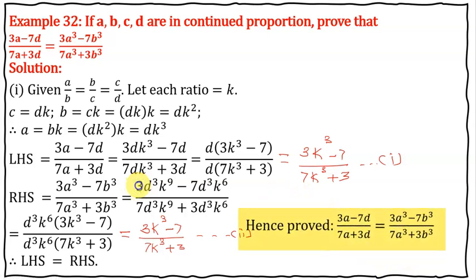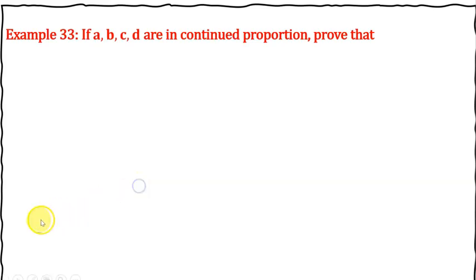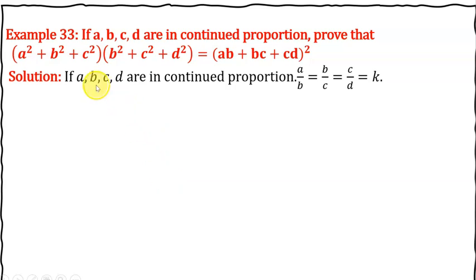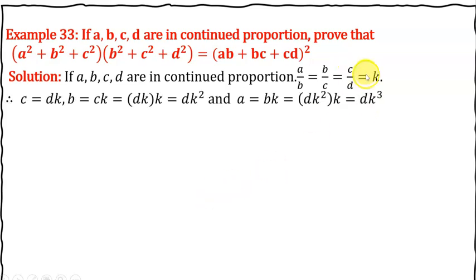Now next, a, b, c, d are in continuous proportion. Prove that (a square plus b square plus c square) into (b square plus c square plus d square) is equal to (ab plus bc plus cd) whole square. Now as a, b, c, d are in continuous proportion, a upon b is equal to b upon c is equal to c upon d, and that's equal to k. Therefore finally c upon d is equal to k. It implies that c is equal to dk.